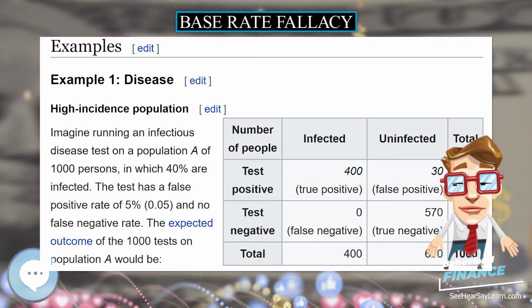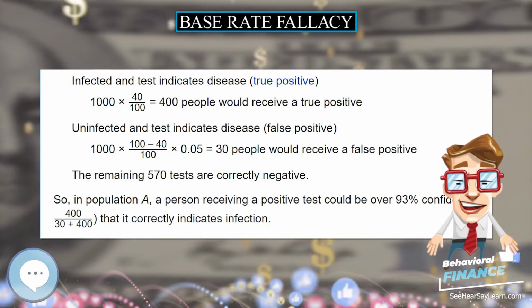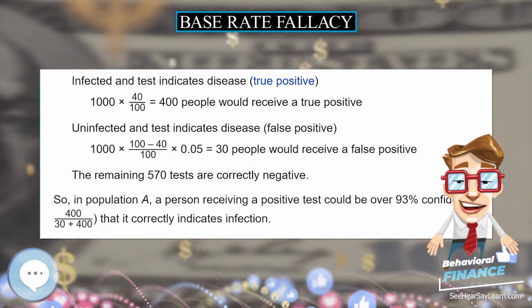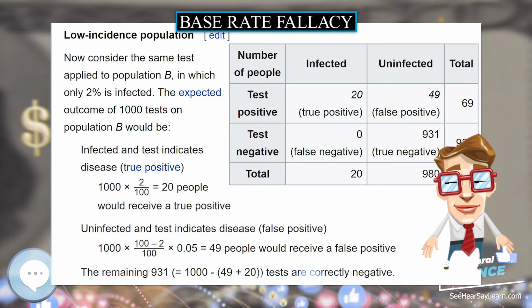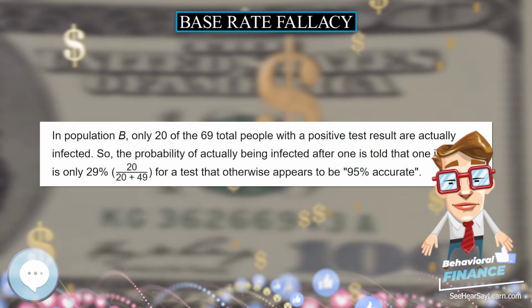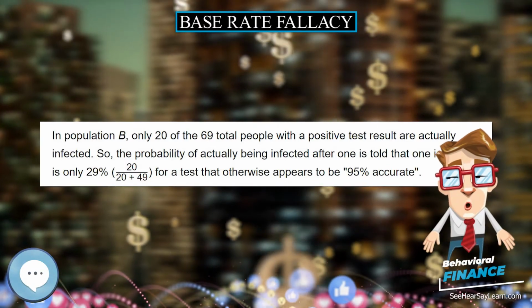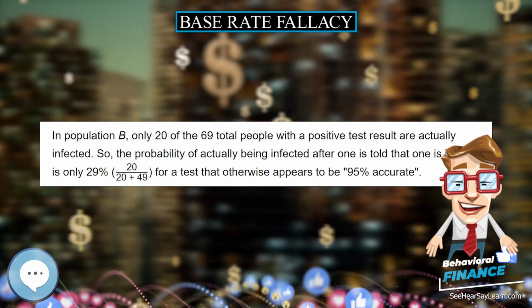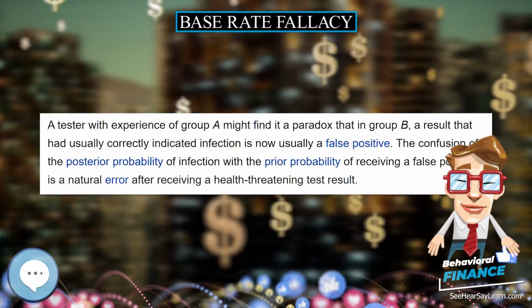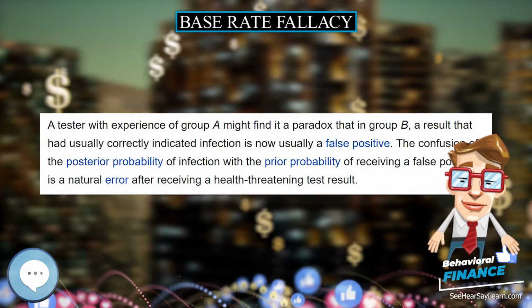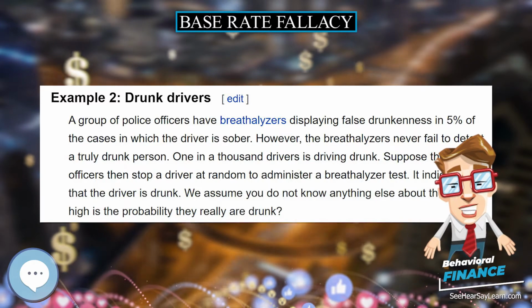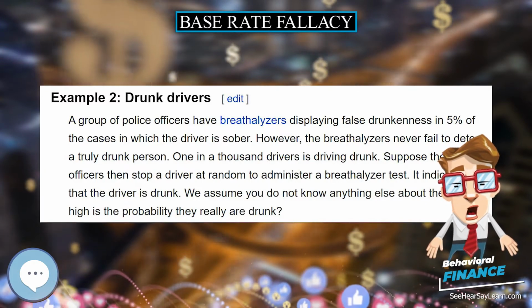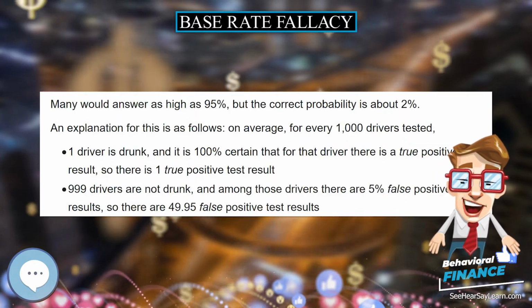A tester with experience of Group A might find it a paradox that in Group B, a result that had usually correctly indicated infection is now usually a false positive. The confusion of the posterior probability of infection with the prior probability of receiving a false positive is a natural error after receiving a health-threatening test result. Example 2, drunk drivers. Many will answer as high as 95%, but the correct probability is about 2%.